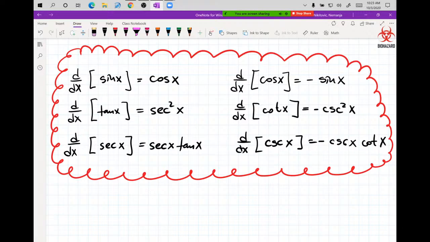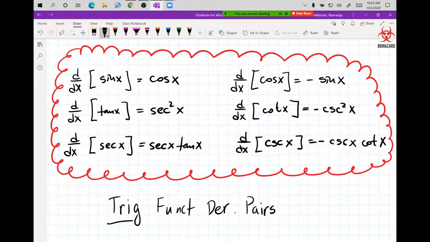Can you tell me what the trig derivative pairs are? And try to guess what that means. Trig function derivative pairs. Is it the last row? Derivative of secant x and cosecant x? No, that's not it, but you see two things. It's getting there though. Is it the left side and the right side? Nope. Like going across? Good guess, but no.